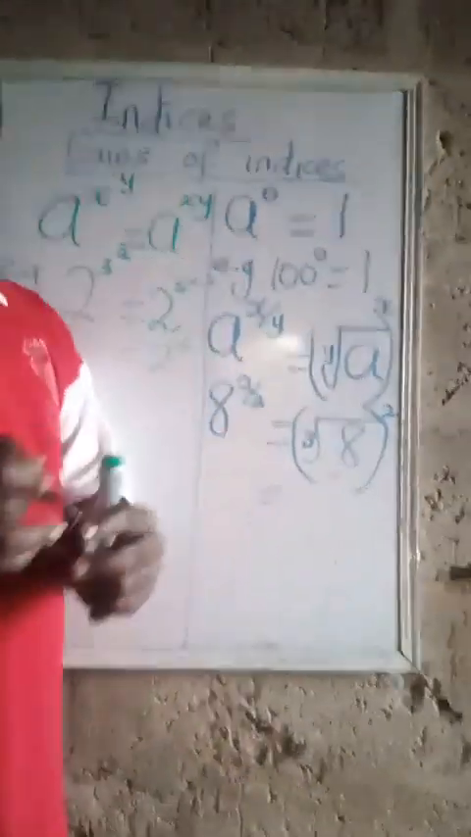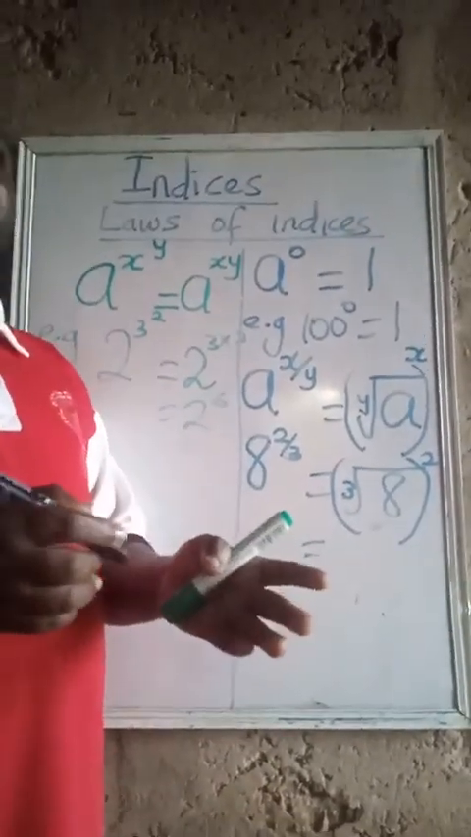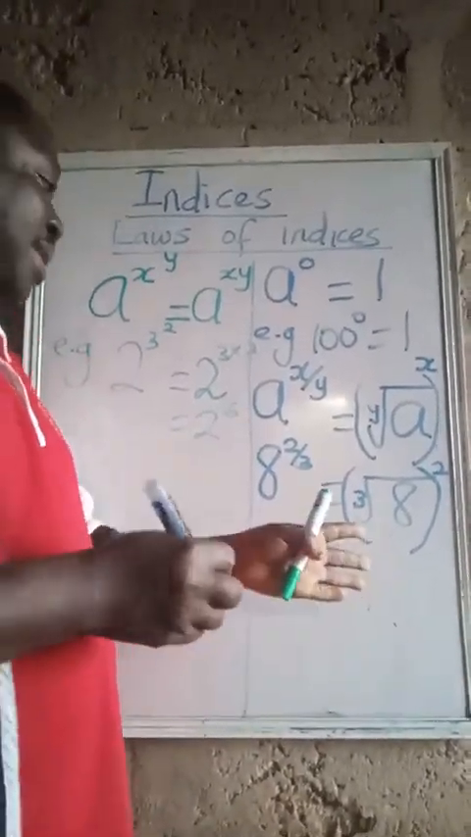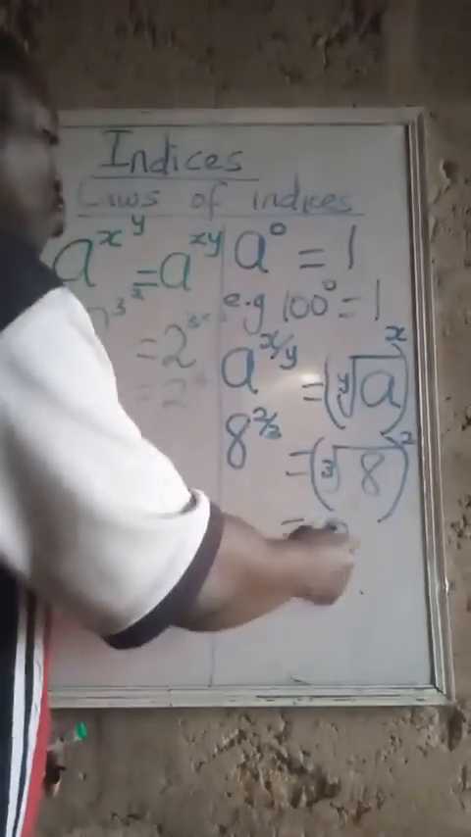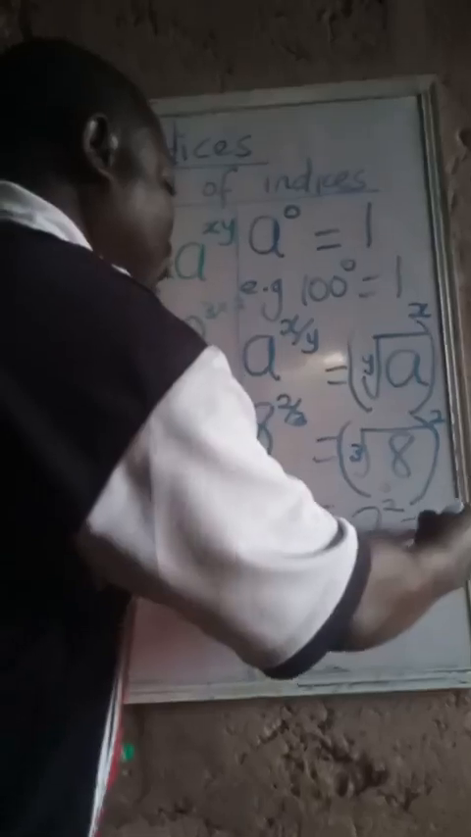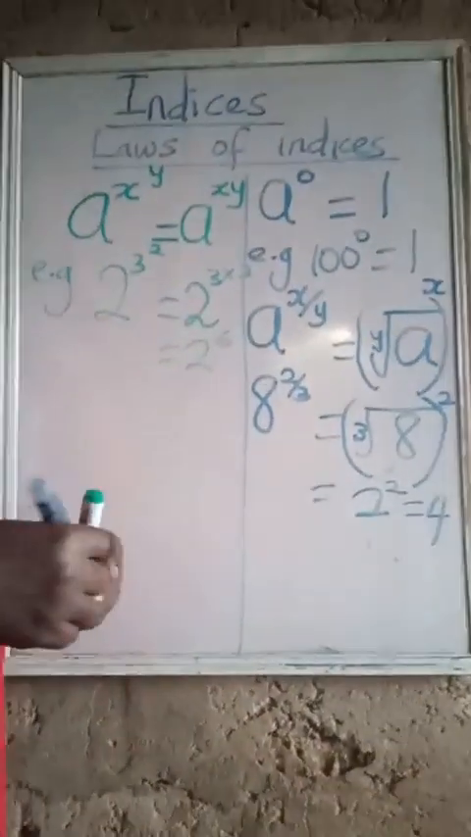Now, what is the cube root of 8? That means what number can we multiply by itself 3 times so as to get 8? And that number is 2. So 2 raised to the power of 2, then the answer is equal to 4. Then another law states this.